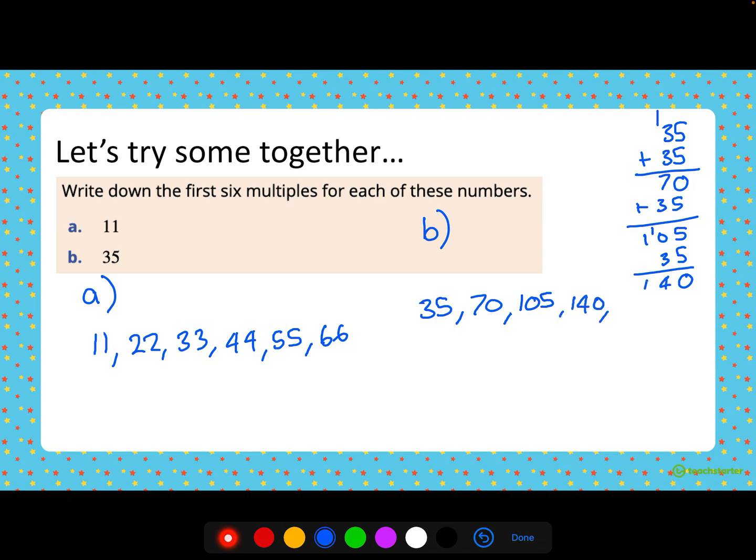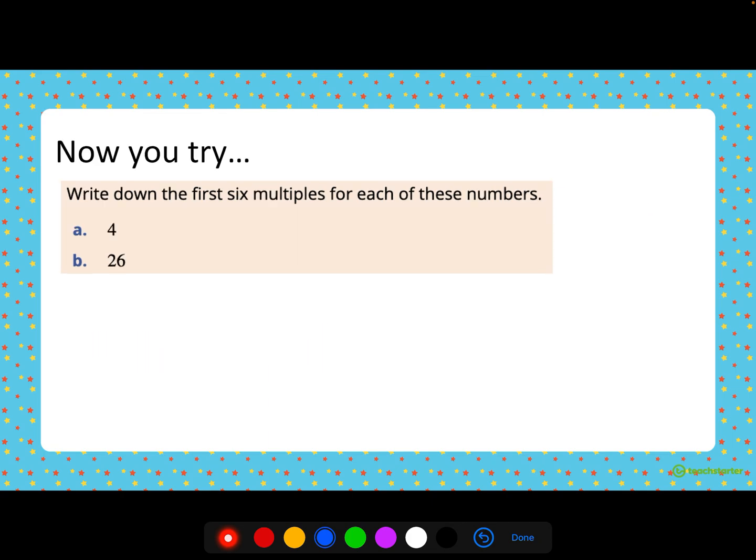But if you can't, you can just do a little bit of maths on the side to figure out what your next numbers are. 175, and lastly, there we go. So our multiples are just counting up in those numbers. You give it a go.